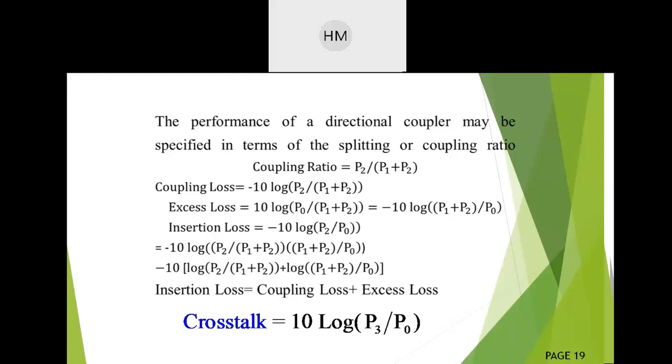Crosstalk कब होगा? तुम्हारा figure देखो and you can see the ratio of P3 upon P0. This is a loss only. Crosstalk should be very less because it will reduce the signal strength. So it is the ratio of 10 log P3 upon P0. So these are the important parameters.